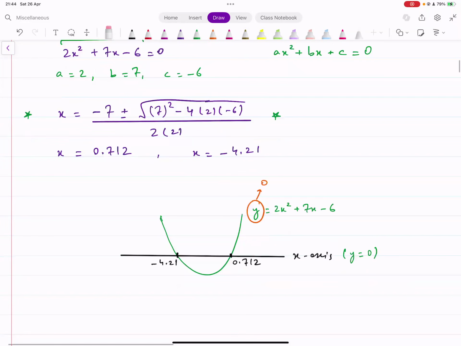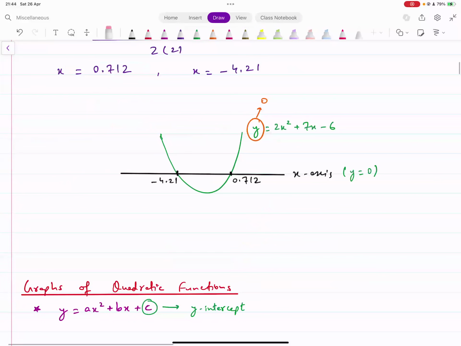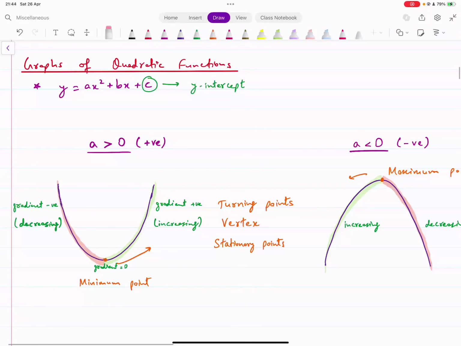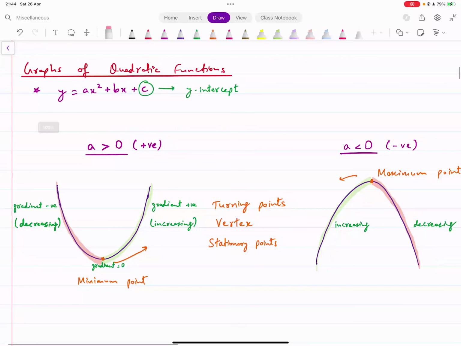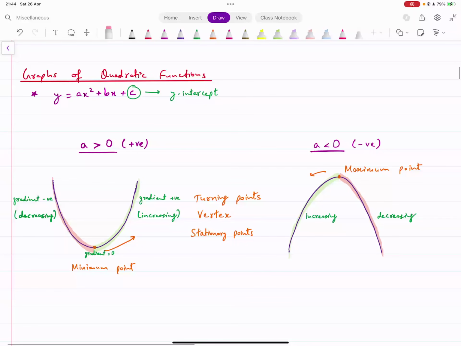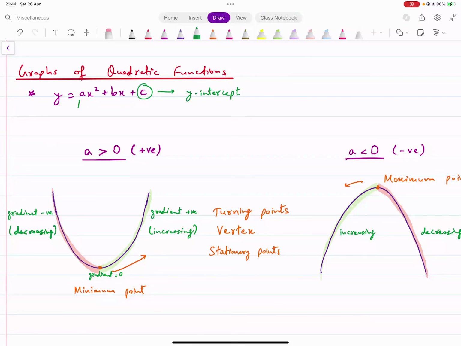Okay. Now, you need to know how to sketch graphs of quadratic functions. There are two shapes that you can have. You can either have a U shape or an N shape, the first shape or the second shape, smiley face and sad face, however you want to remember that. How do you get each of these shapes? If the coefficient of x squared is positive, you get the first shape. If the coefficient of x squared is negative, you get this second shape, the N shape.